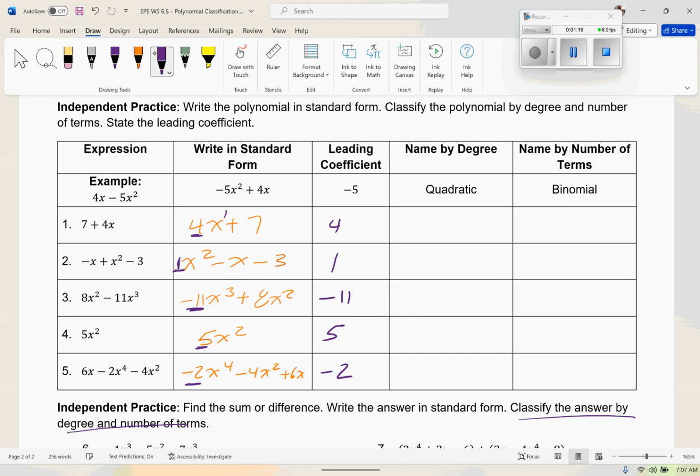Well, this is raised to the first power, so this is called linear. This is raised to the second power, so this is called quadratic. This is to the third power, so it's called cubic. This is to the second power, so it's also called quadratic. This is to the fourth power, so this is called quartic.